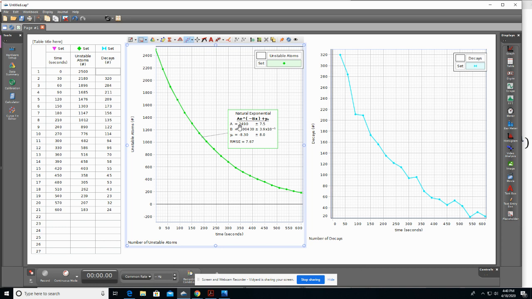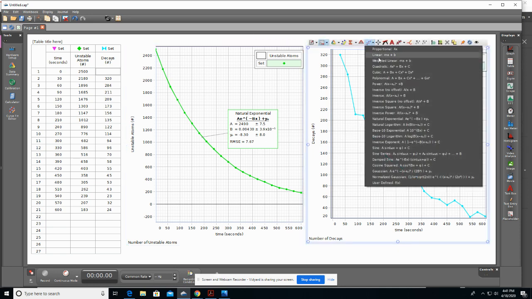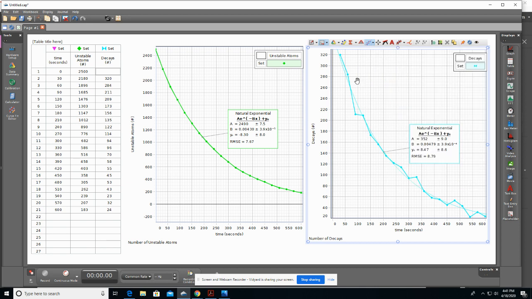So here we have A is 2,490, and B is 0.0043. I'm going to go ahead and do the same over here while you're doing that. And we have the same thing.